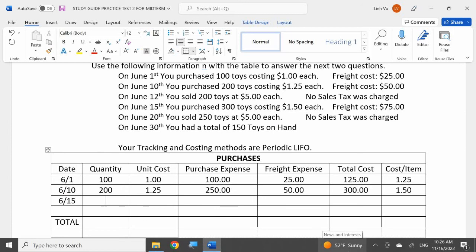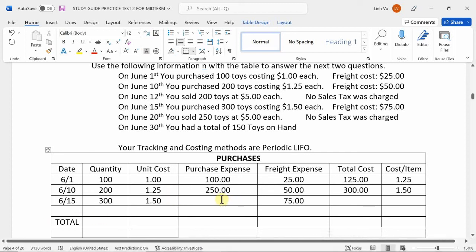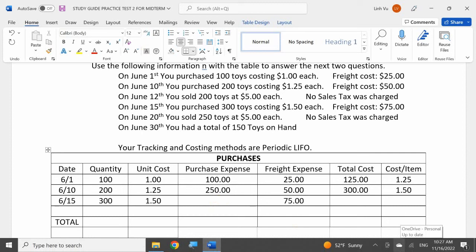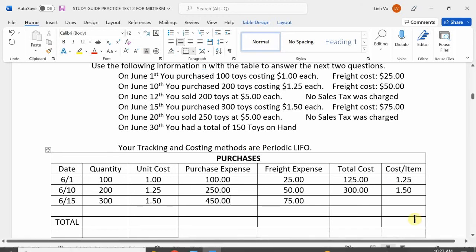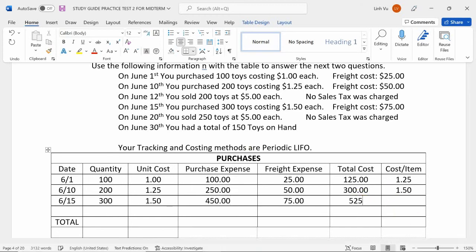Okay, so June 15, you purchased 300 toys, costing $1.50, with a freight of $75. So again, you have 300 units at $1.50, which will give you a total of $450. Plus 75 should give you $525. Divide that by 300, you should get $1.75.